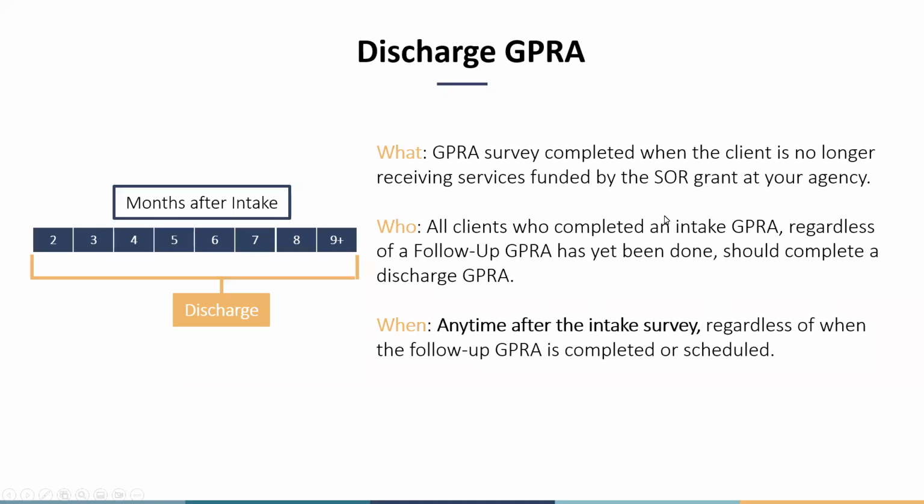So the discharge GPRA, as we mentioned earlier, is completed when the client's no longer receiving services. Again, all clients who completed an intake, regardless of whether a follow-up GPRA has yet been done or not, should complete discharge when it applies. And this can happen anytime after the intake survey, regardless of when the follow-up is completed or scheduled.